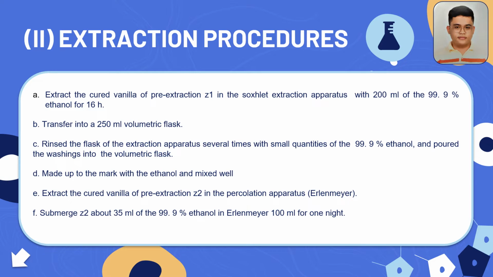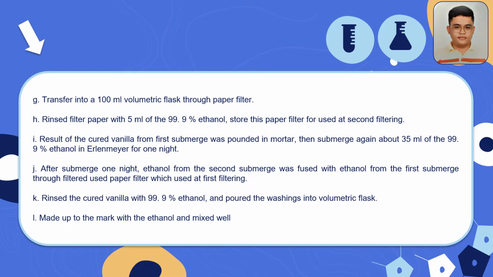Extract the cured vanilla of pre-extraction Z2 in the percolation apparatus. Submerge Z2 in about 35 ml of 99.9% ethanol in a 100 ml Erlenmeyer flask for 1 night. Next, transfer into a 100 ml volumetric flask through filter paper. Rinse the filter paper with 5 ml of 99.9% ethanol and store this filter paper for use at the second filtering.